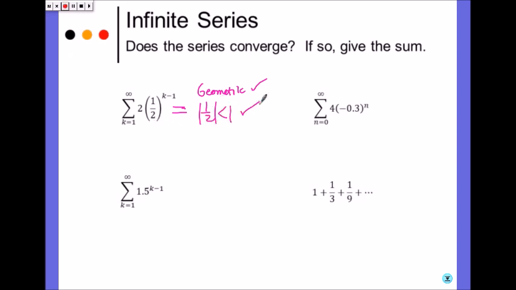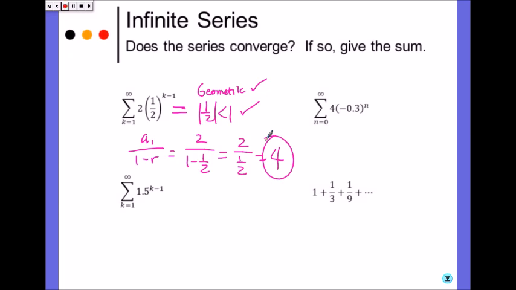That means it converges. And when it converges, the formula that we can use is a1 over 1 minus r. So the first term over 1 minus half equals 2. 2 over 1 minus half is half. 2 divided by half is 4. So it converges to 4.